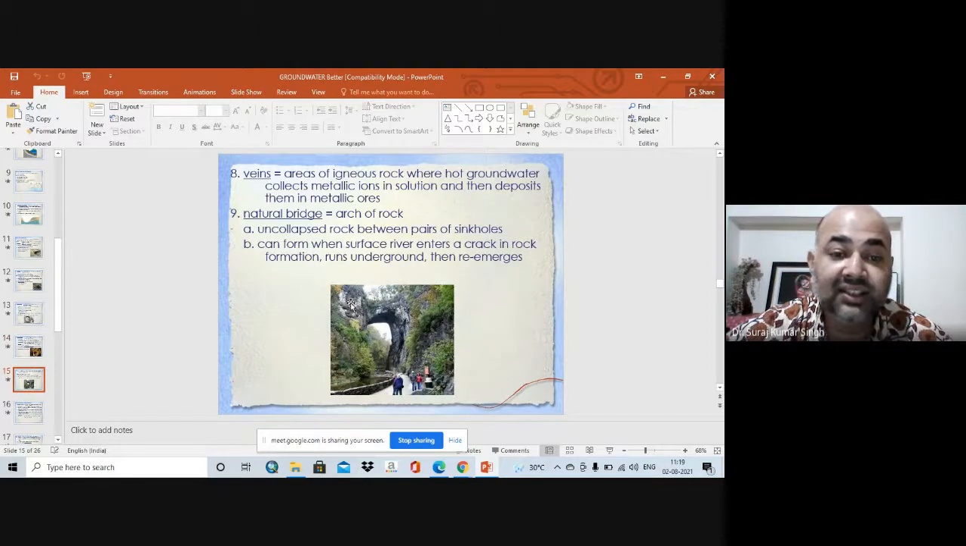Then you have got veins. Veins are areas of igneous rock where hot water collects metallic ore in solution and then deposits it as metallic ores. Then you have got natural bridges, that is an arc of rock, uncollapsed rock between pairs of sinkholes, and can form when surface water enters a crack in a rock formation, runs underground, and then re-emerges.